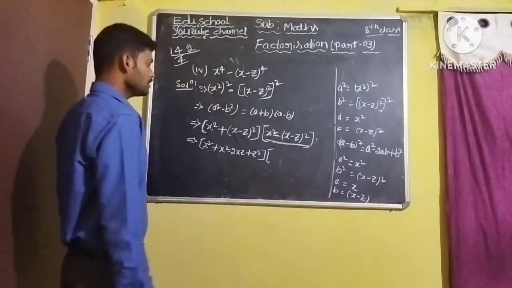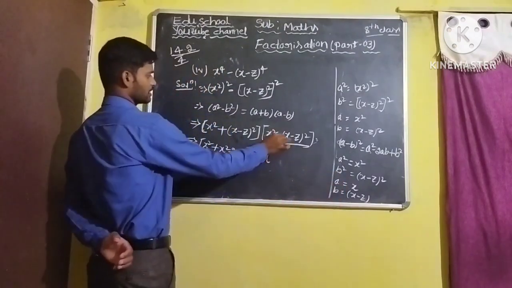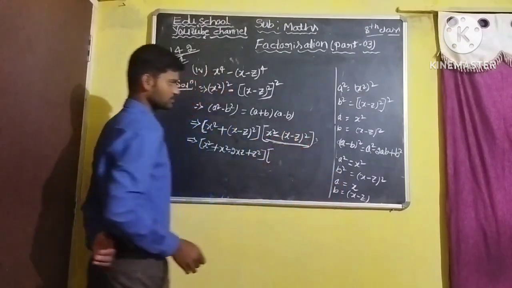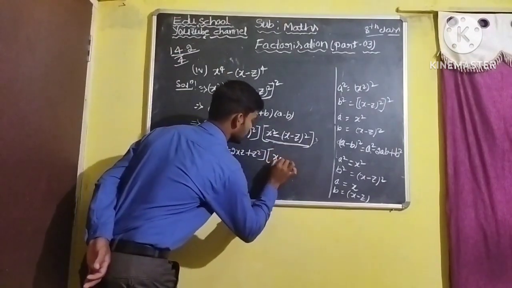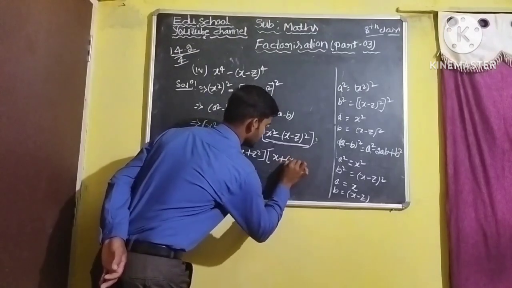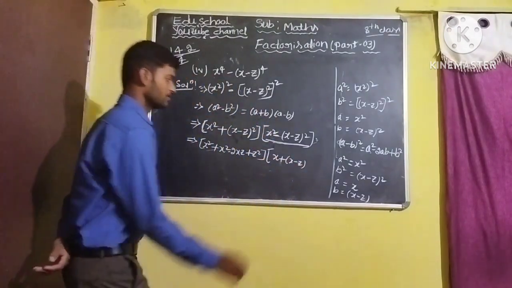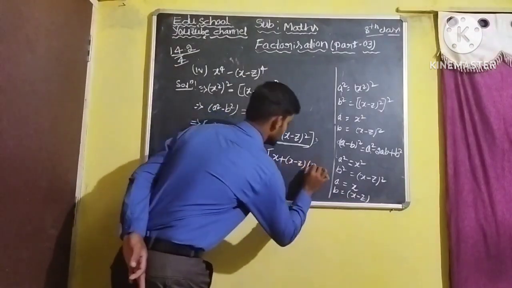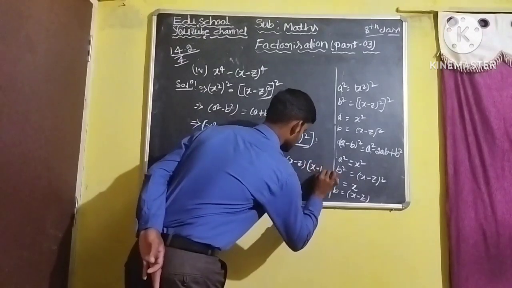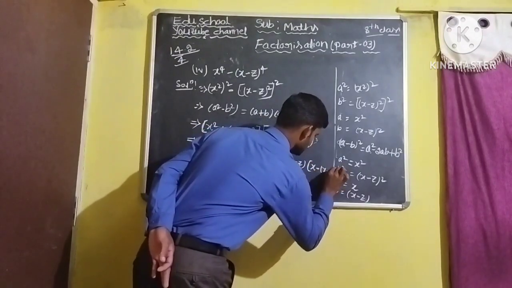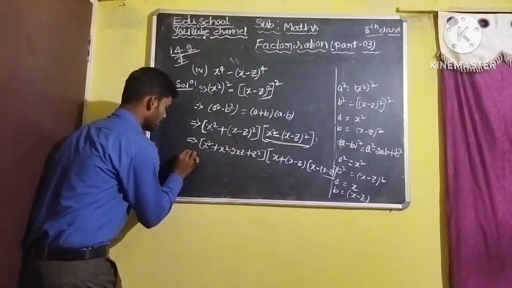So place this value in the given equation. So then x plus (x minus z) into x minus z.